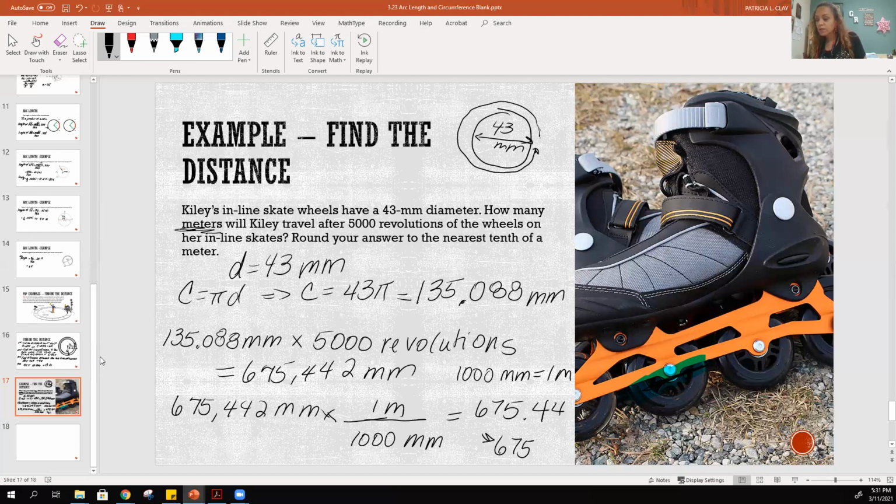So we have 675.4 meters. You could have done it the way Ms. Clay did, or all you have to do is divide it by 1,000, and you'll get your number.